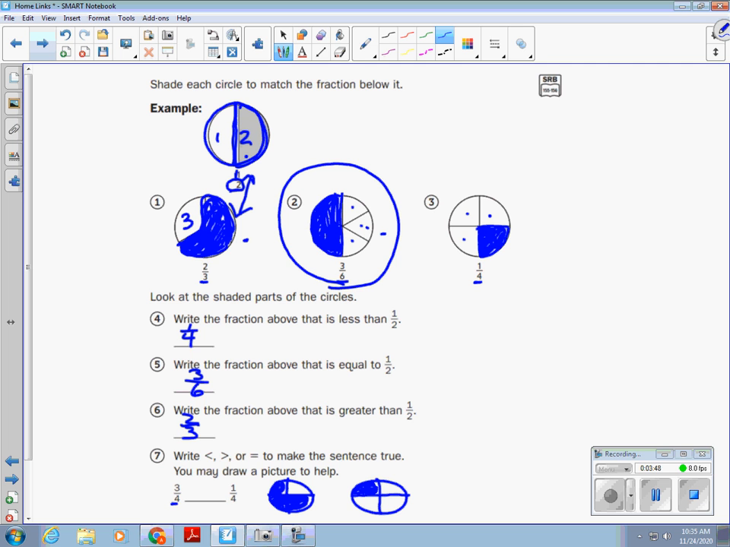So we can look at that, and it's very easy to see that 3/4 is going to be greater than 1/4. But also, since they both are cut into fourths, I know if I have 3 of those parts, it's going to be more than 1 part. So I should have been able to do that without drawing a picture. So 3/4 is greater than 1/4.